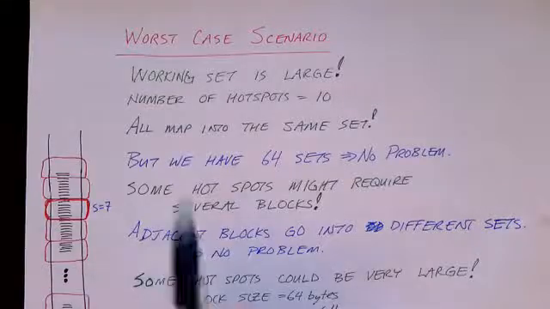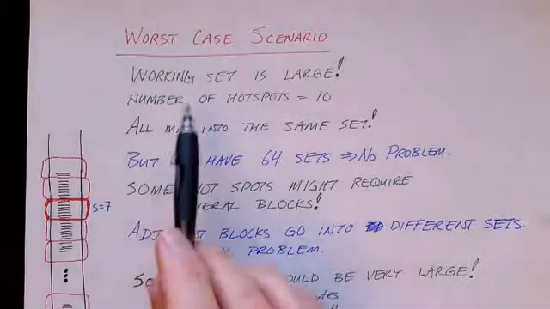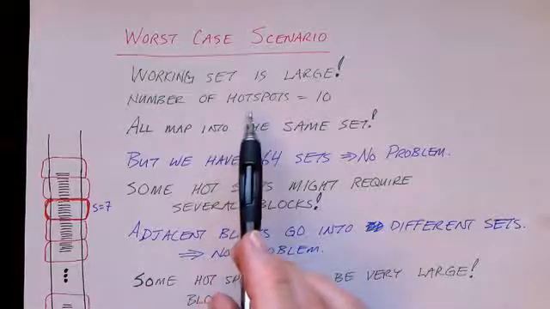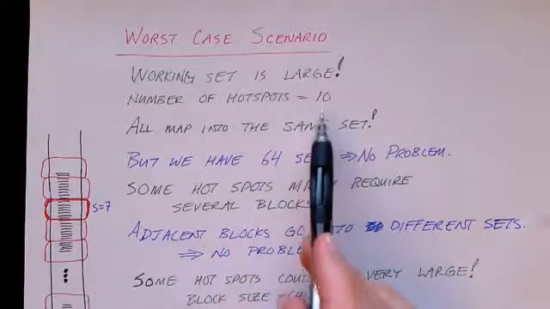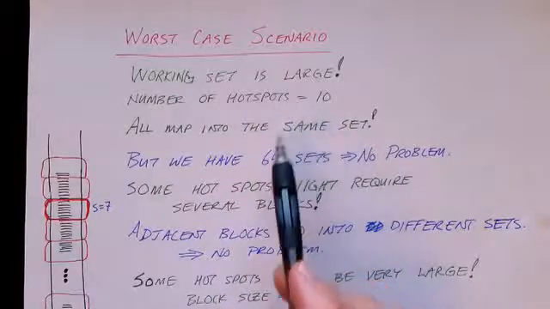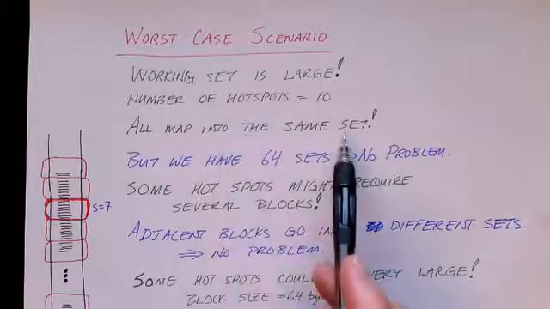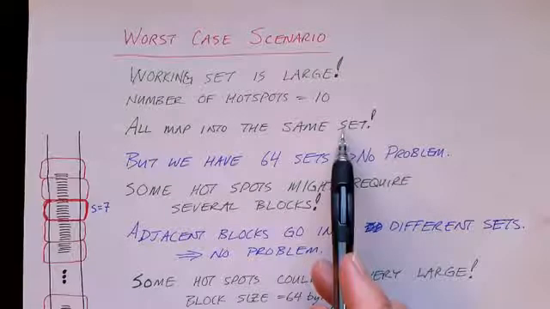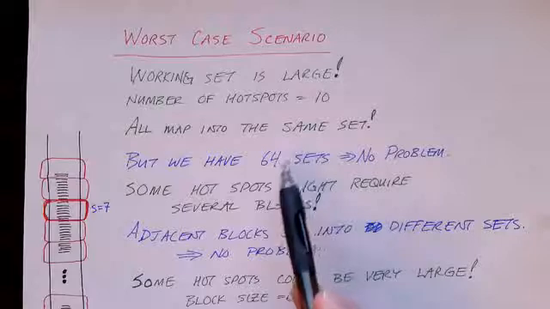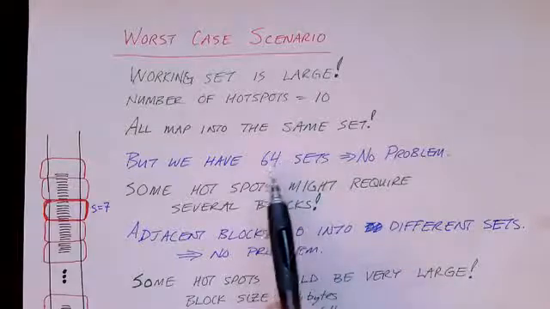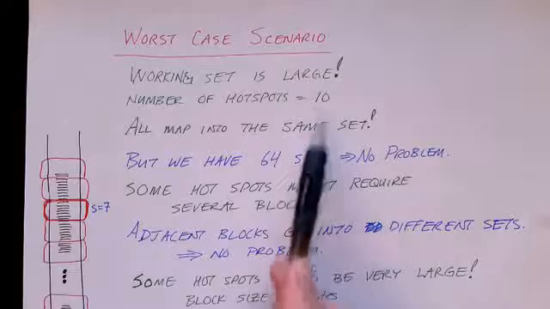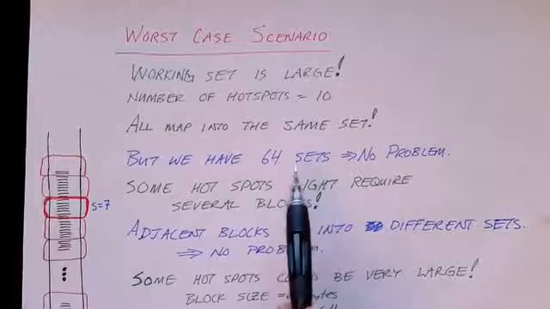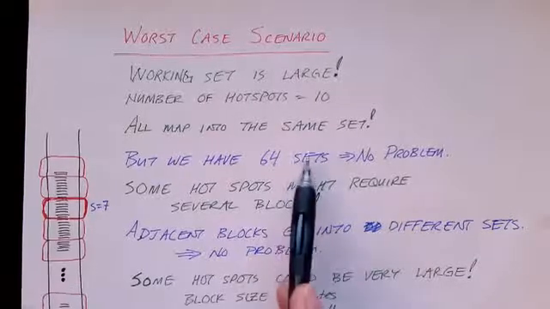So what is our worst case scenario? Well, maybe the working set is really, really large. In the previous example, I showed a working set that had 6 hotspots, but maybe we have more hotspots. And maybe they all happen to map into the same set. Well, that would be a problem because each set has only 8 slots. But we have 64 sets total. So the chance of all 10 of these mapping into the same set is pretty low. So this is not really that much of a concern.